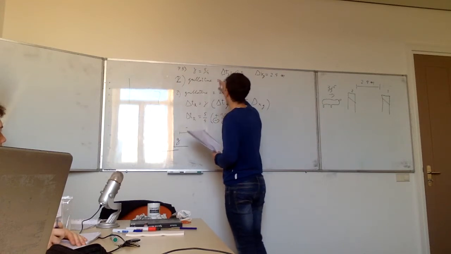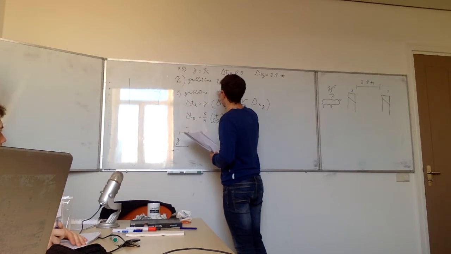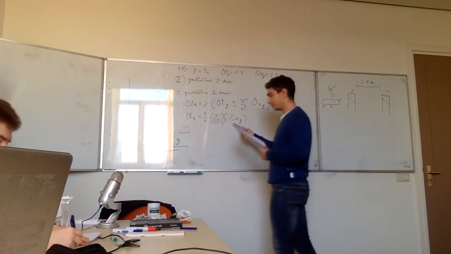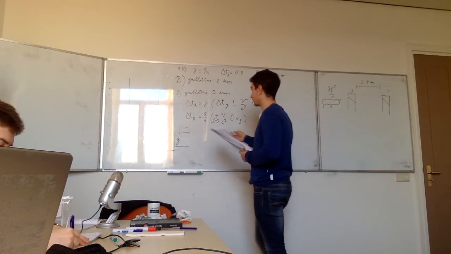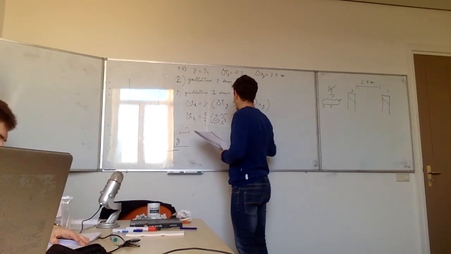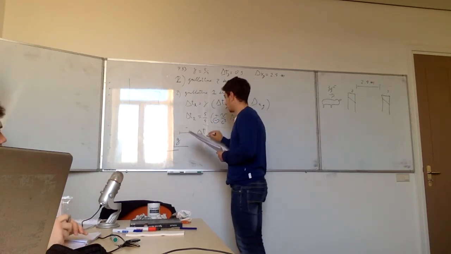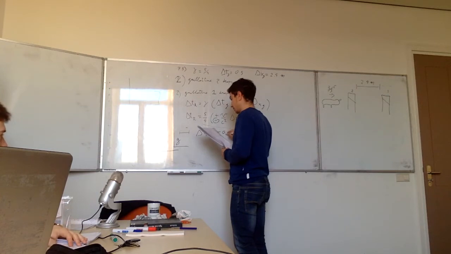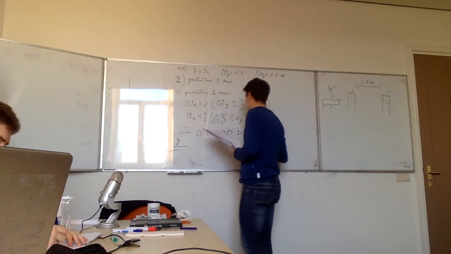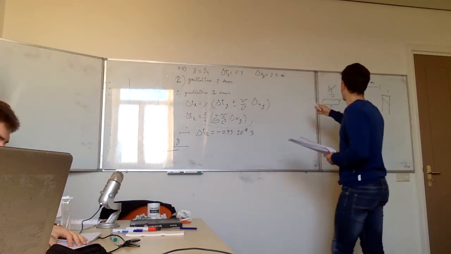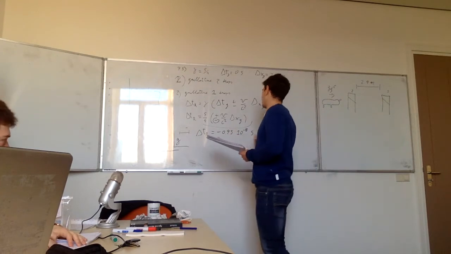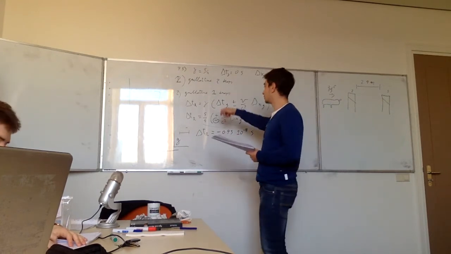Yes, I had the events the other way around. And it was a minus, indeed, for this reason. By doing this calculation, what I obtained was minus 0.75 times 10 to the minus 8 seconds, meaning that guillotine 1 drops first, and then after 0.75 times 10 to the minus 8 seconds, guillotine 2 drops.